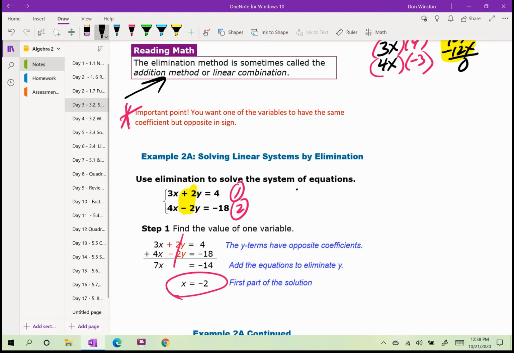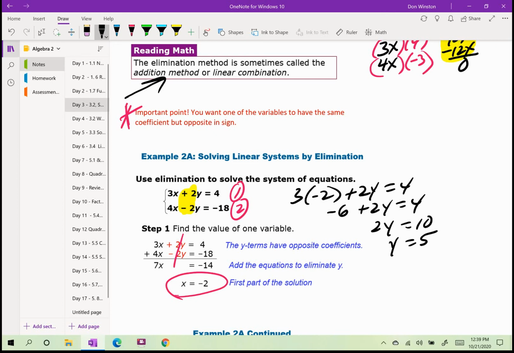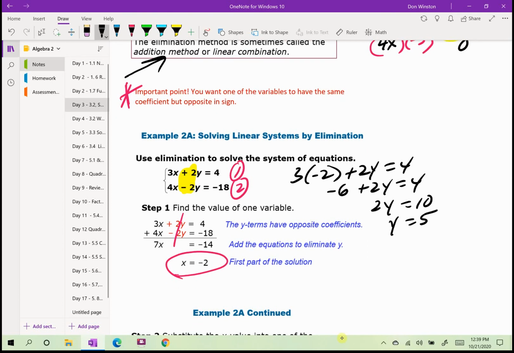We know that x is equal to negative 2, so 3 times negative 2 plus 2y equals 4. Negative 6 plus 2y equals 4. Add 6, you get 2y equals 10. Divide by 2, you get y is equal to 5. So we have solution negative 2 and 5.